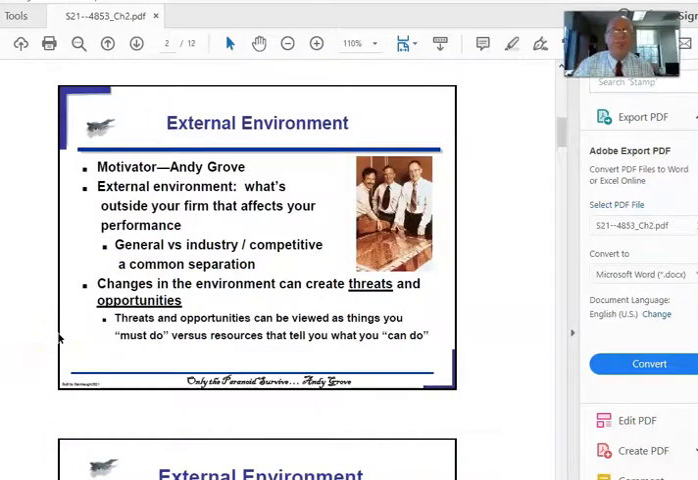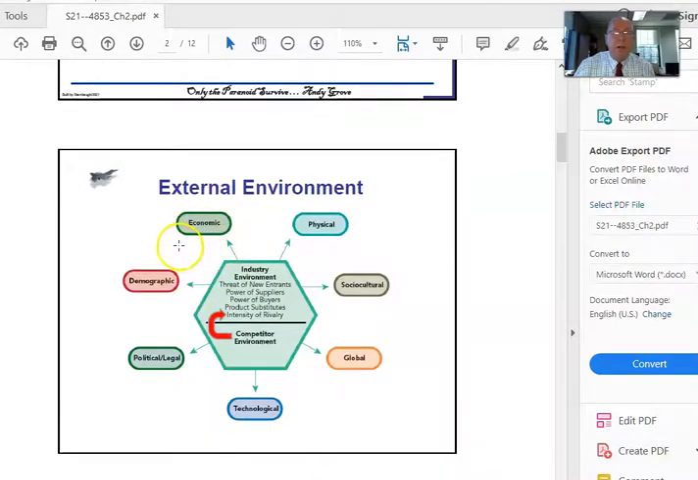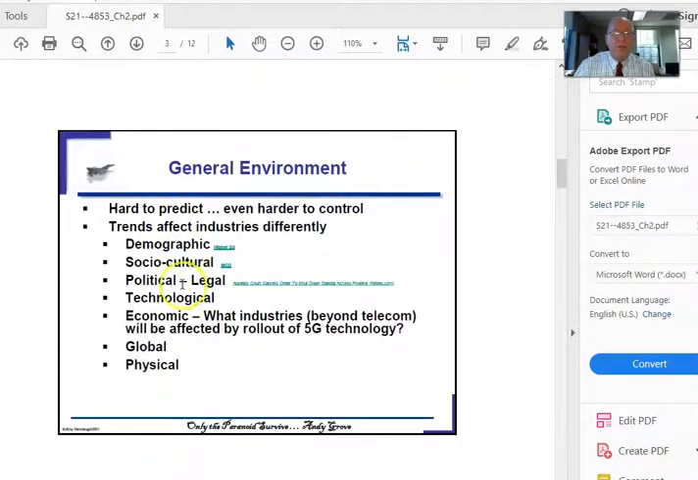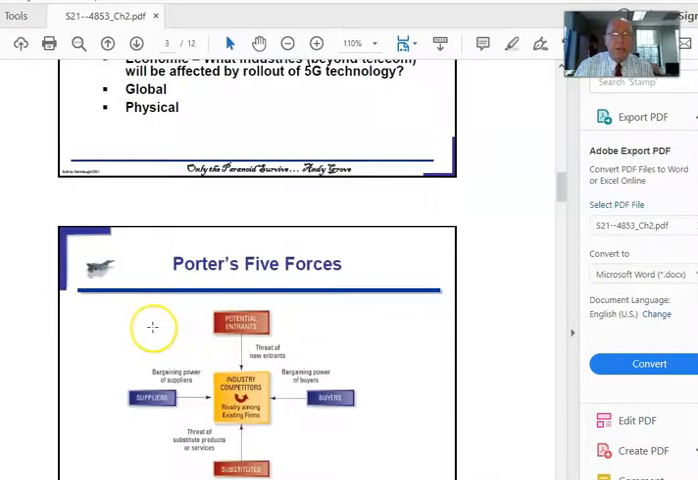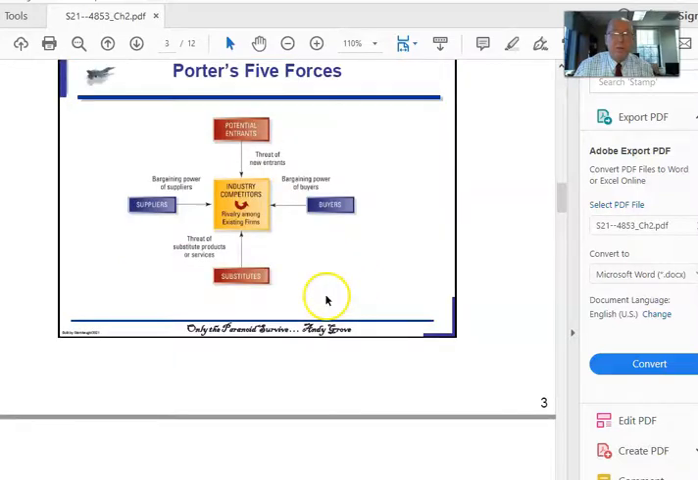On to chapter 2. Understand that the environment often presents threats and opportunities, whereas resources tell you what you typically can do. As far as the external environment goes, make sure that you understand generally what fits into the different categories. There's going to be a question that's going to describe a scenario and ask you which category of the general environment we're talking about. But the majority of the questions for this chapter come from an application of Porter's 5 forces.